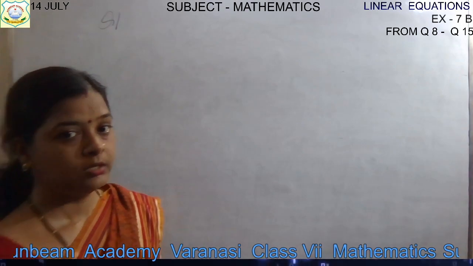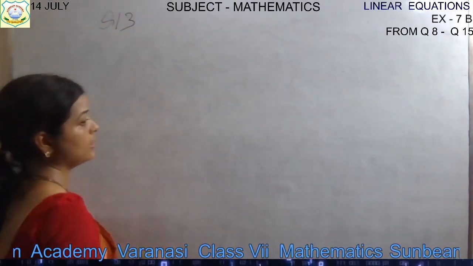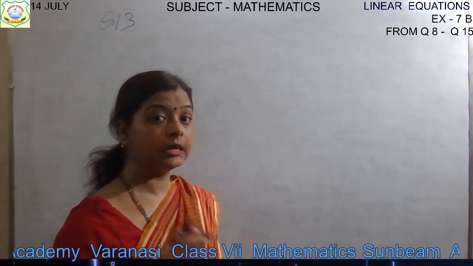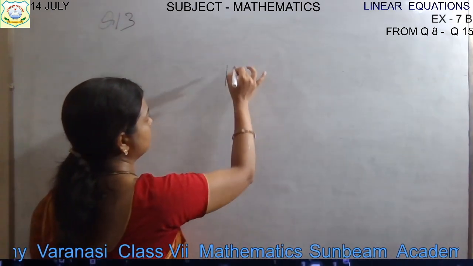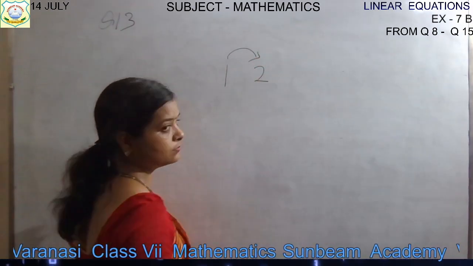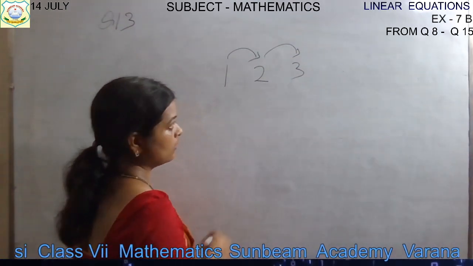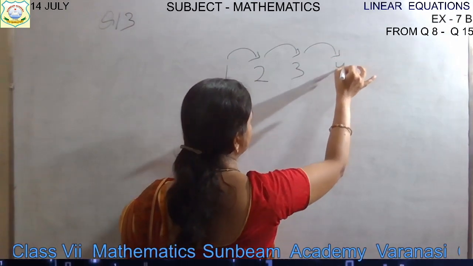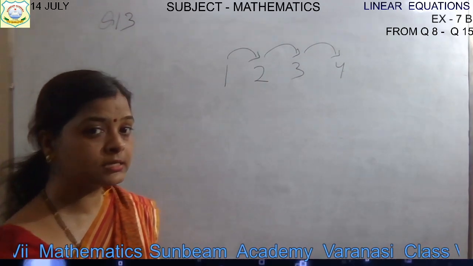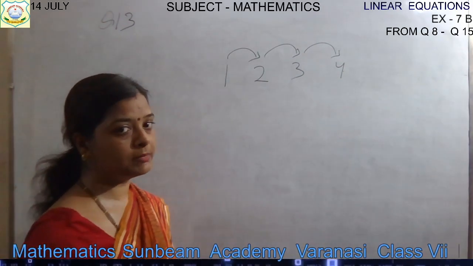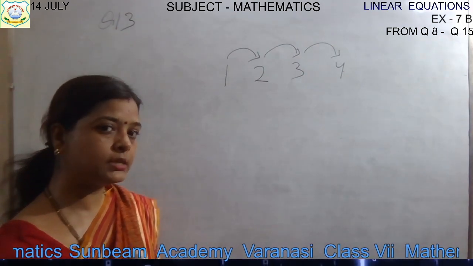The question is, there are two positive consecutive odd integers. Consecutive means after 1, the next consecutive number is 2. After 2, the next consecutive number is 3. After 3, the next consecutive number is 4. Isn't it? But here, consecutive odd integers, and they should be positive. An integer may be positive or negative, you know it very well. That's why positive is written. We have to take only positive integers.